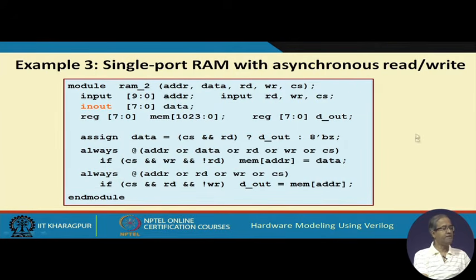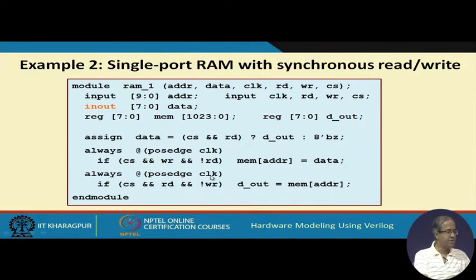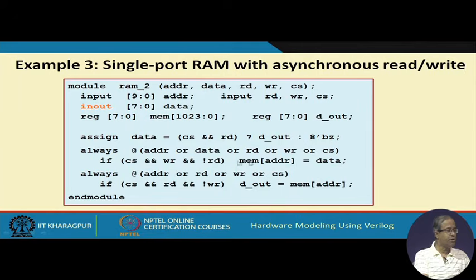With slight modification, you can make asynchronous read and write. Like here you see, in the earlier design, you are using the positive edge of the clock for doing the reading and writing. But for asynchronous, here we are not using clock, the clock signal is not there anymore, only address, data, read, write and chip select. So, the other declarations are similar. Now, you see here the two always blocks are activated by change in any one of the input variables, either address changes or data changes or read, write, chip select. The rest is the same.